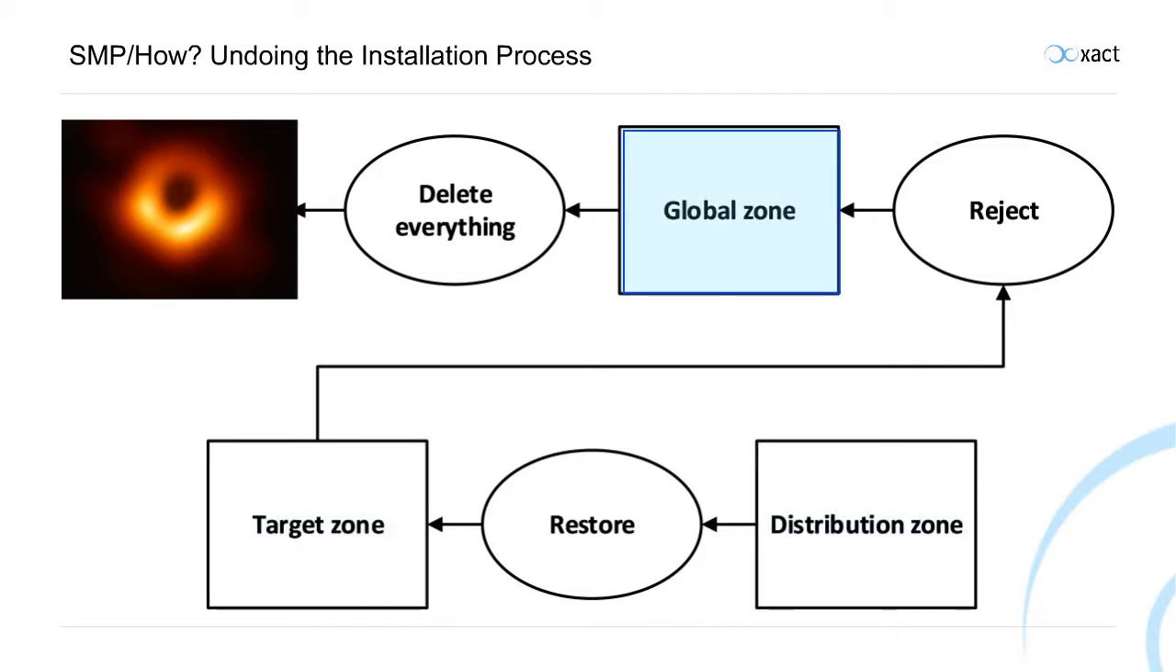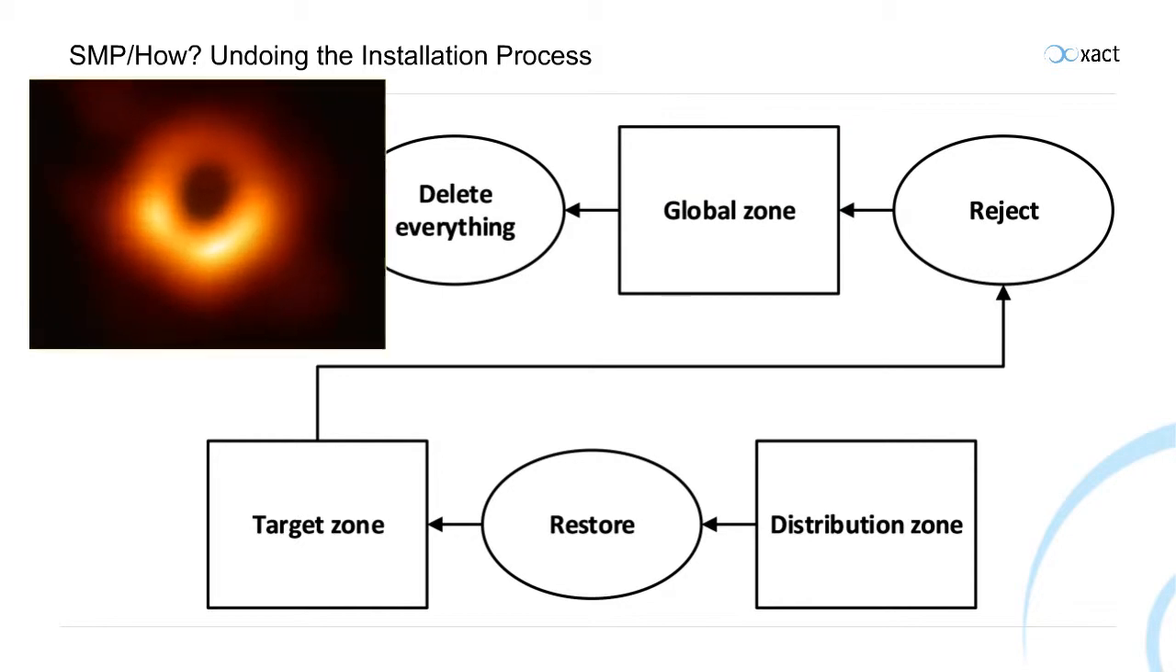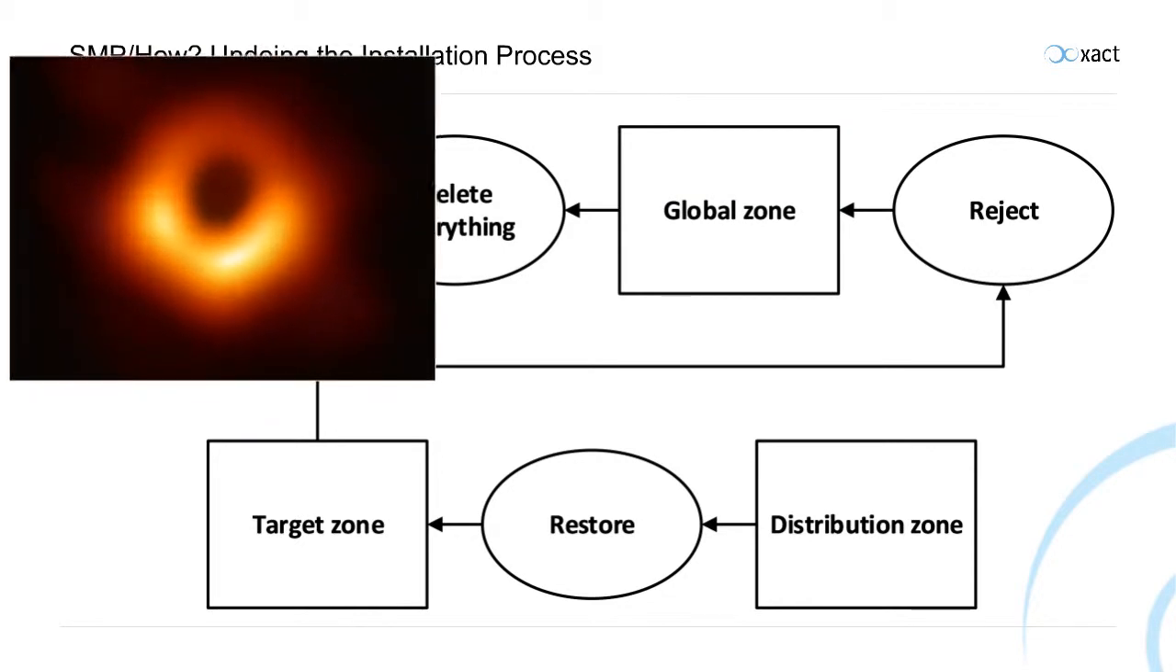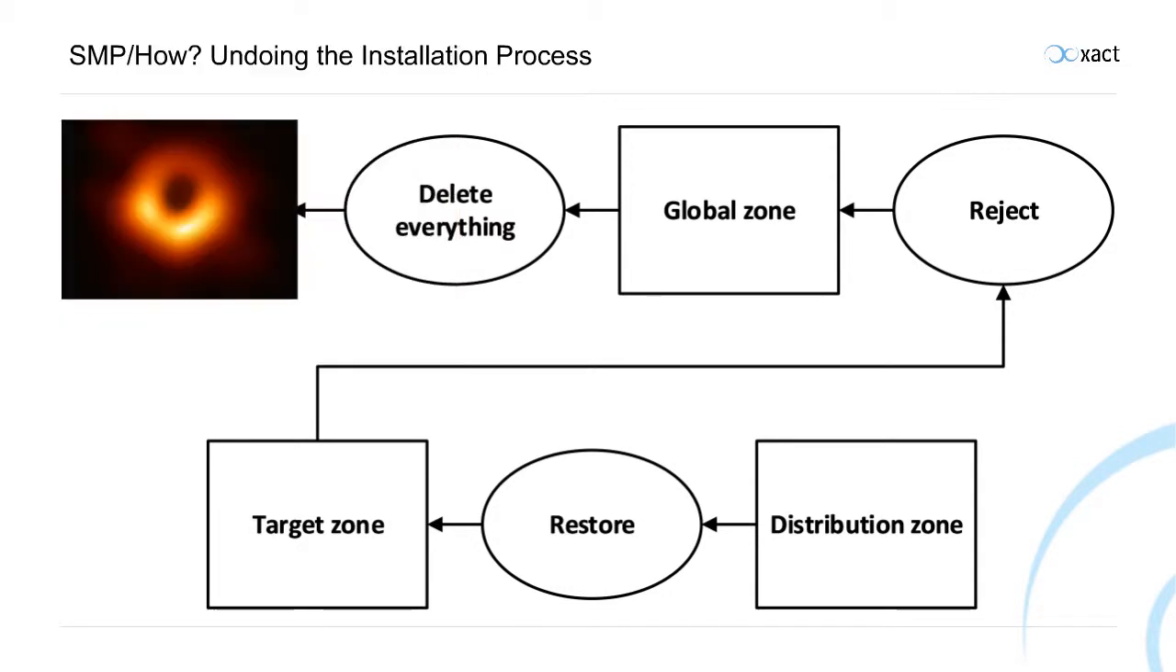With the reject command, you can clean up the global zone by removing all sysmods that have been received, but not installed. If you have accepted something that you want to get rid of, you can resort to deleting everything, both data sets and the CSI, and then start all over again. We will now look at each step of the process in detail.